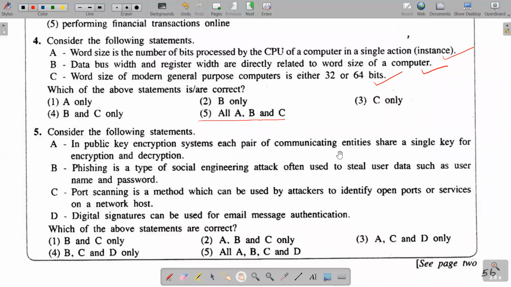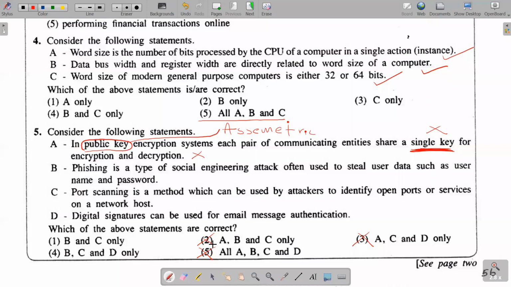And the fifth one: consider the following statements. In public key encryption systems, each pair of communicating entities shares a single key for encryption and decryption. Now, what does public key encryption mean? Public key means it is asymmetric, right? Asymmetric means you have two keys, not a single key. So in public key encryption systems, each pair of communicating entities does not share a single key. They use separate keys. So this is incorrect. So A shouldn't be in your answer. That means the third one, the fifth one, and the second one are going to be cancelled.